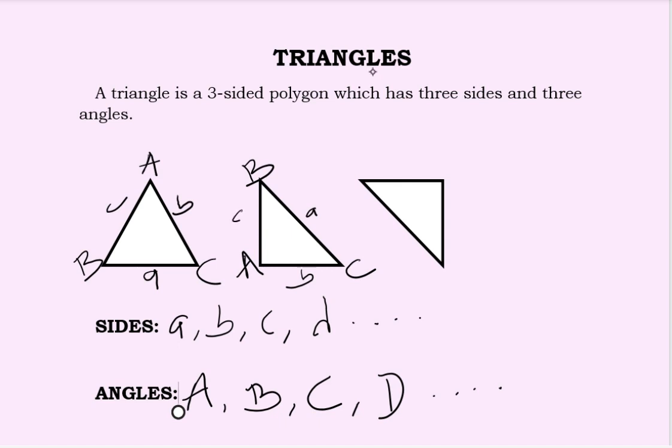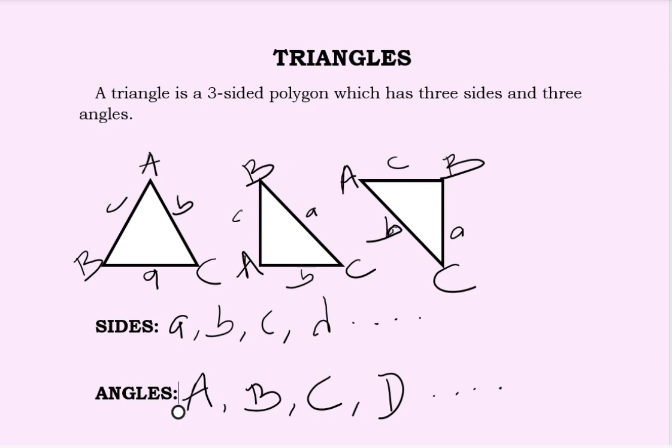For the third one, if this is angle A, this will be side a. If this is angle B, this will be side b. And if this is angle C, the last side will be side c. So that is the identification of the sides and angles of a triangle. Now, the total of the angles in a triangle is 180 degrees.